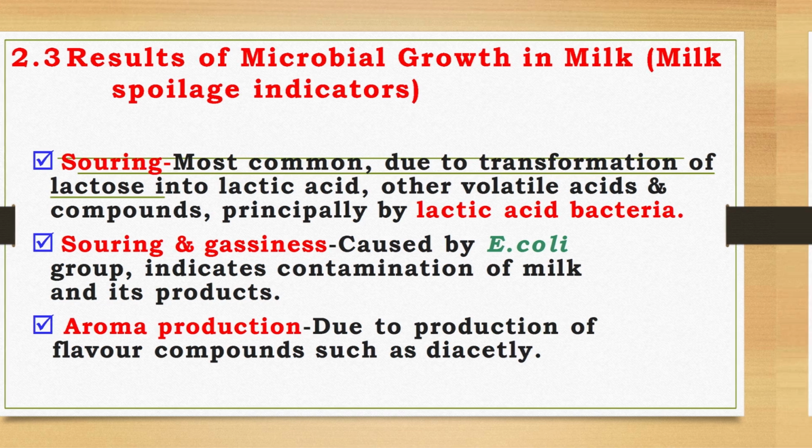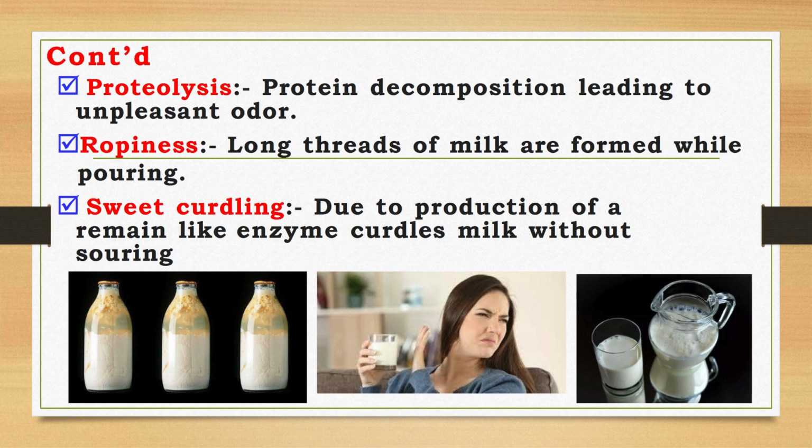Another spoilage indicator is proteolysis. This is protein decomposition, which leads to an unpleasant odor. Ropiness is when long threads of milk are formed while pouring it. And sweet curdling occurs due to the production of a rennin-like enzyme that curdles the milk without it first souring.